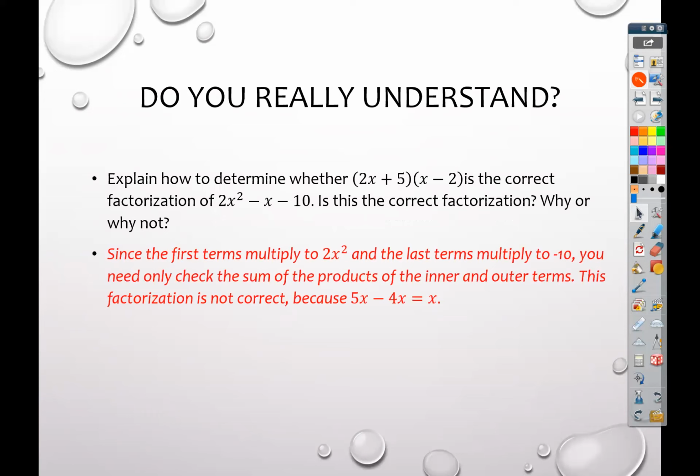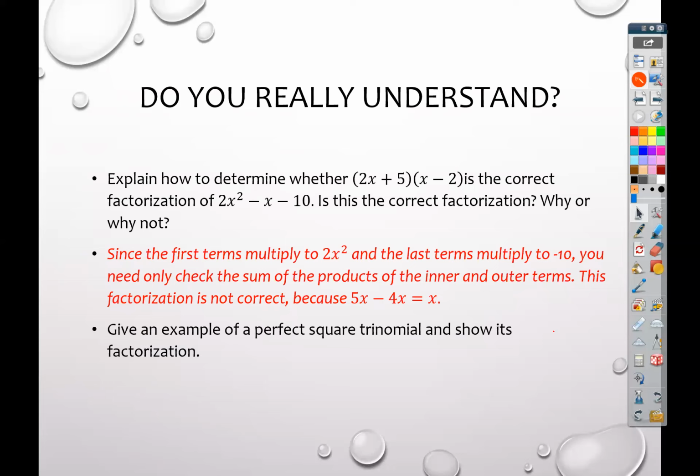Since the first terms multiply to give you 2x squared and the last terms multiply to give you 10, you need to only check the sum of the products of the inner and outer terms. This factorization is not correct because 5x minus 4x would equal a positive x, not a negative x. Give an example of a perfect square trinomial and show its factorization. There you go.